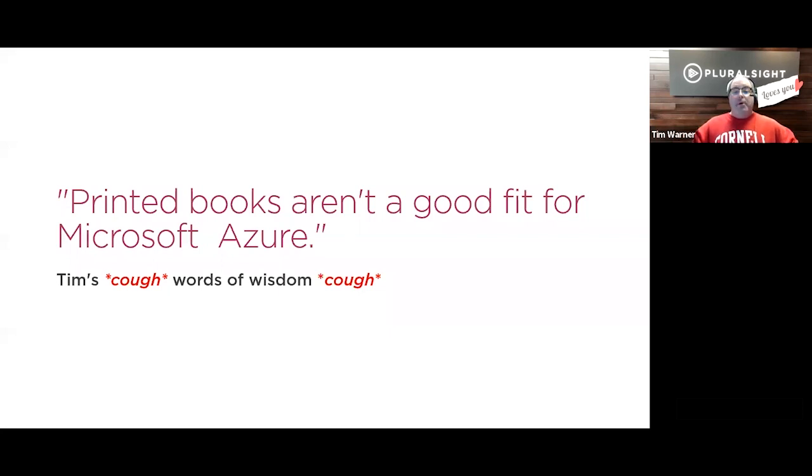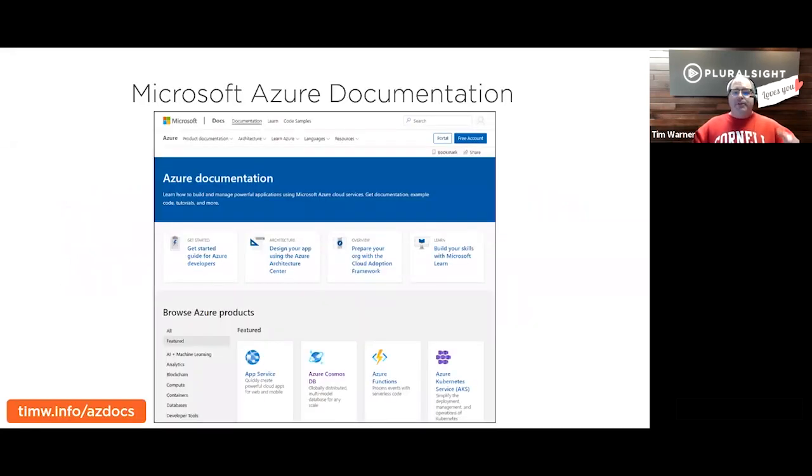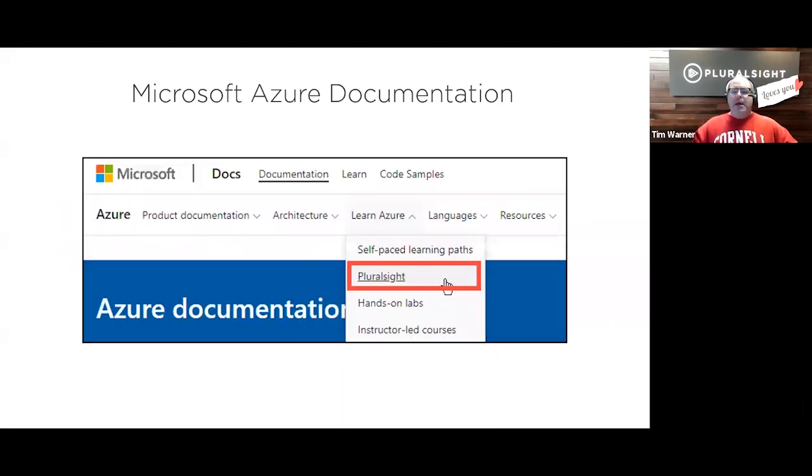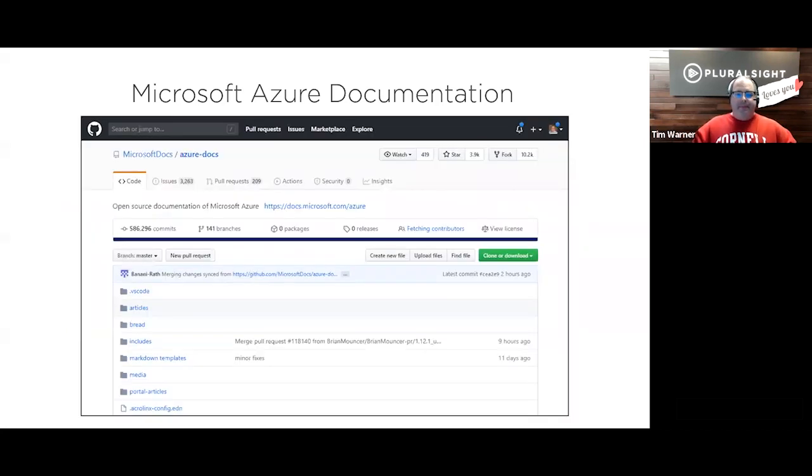So what are some alternatives, I guess, to print books? Well, there's always the Azure documentation. I've got a short link in the lower left, timw.info/azdocs. This really is the source of authority, isn't it, for anything Azure related? And as I mentioned earlier, you can get to the Pluralsight Microsoft Azure partnership courses, the free partnership courses, from the MS Docs site. If you go under Learn Azure, you'll see Pluralsight right off the menu, okay?